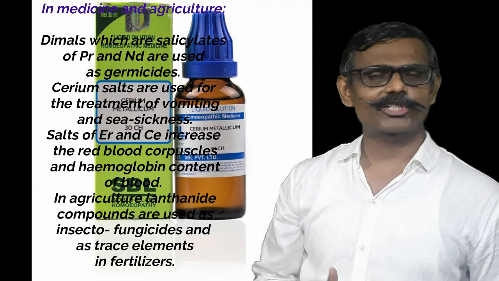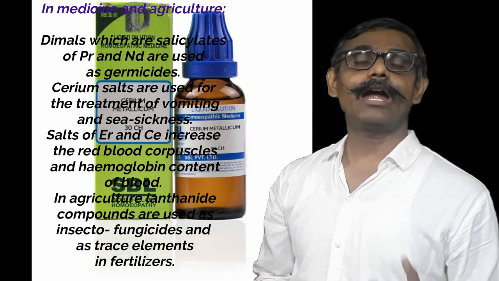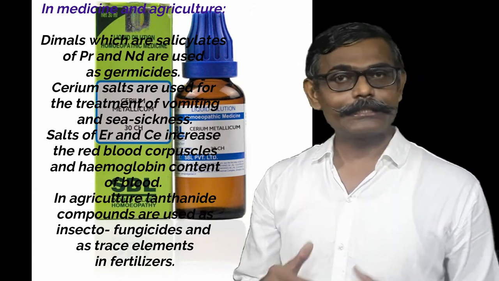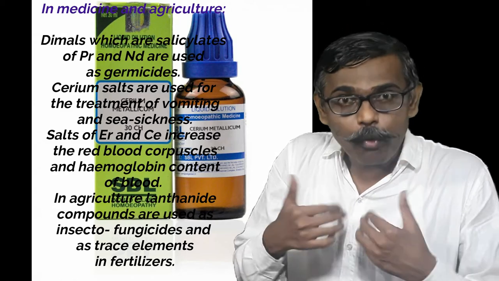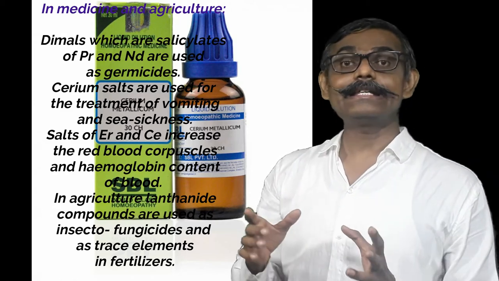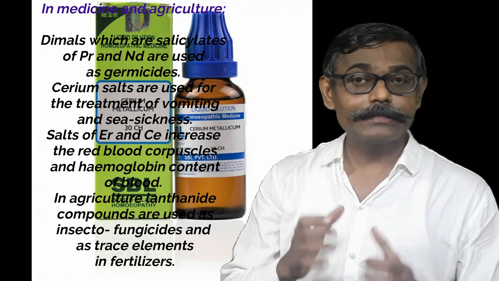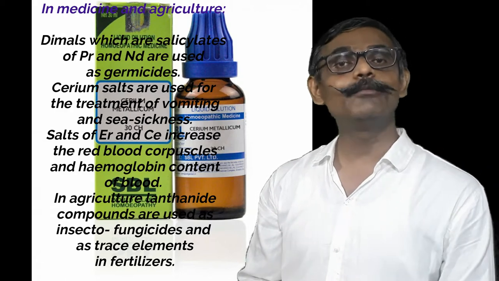The dimers, which generally possess salicylates of praseodymium and neodymium, are used as germicides. Cerium salts are used for treatment of vomiting and sea sickness. Salts of erbium and cerium increase red blood corpuscles and hemoglobin.